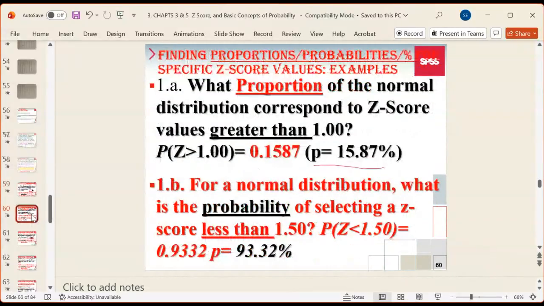And I have the answers for you for your convenience, so you can do these practices before you take the quiz. So there it is. If it's proportion, then the answer is 0.1587. You look them up. You don't do any really calculation. You have to look them up. Proportion. But if it's probability, it's 15.87.